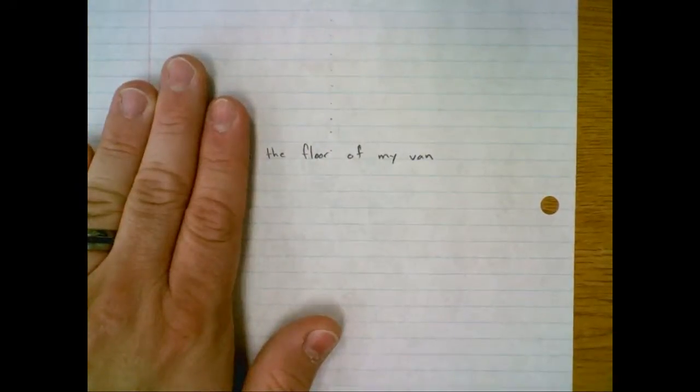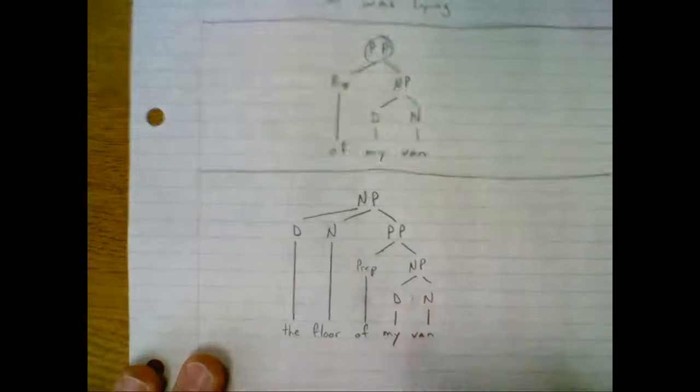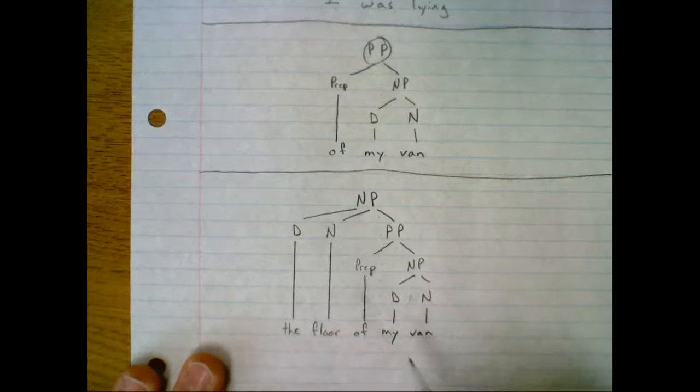Cool. So a minute ago on the back side of this page we already did the floor of my van. Guess what? We can just copy that down from the other side of this page. So let's take a look back at that. Here we go, the floor of my van. Alright. Yeah, just kind of flip back and forth and we can kind of copy this down one step at a time.